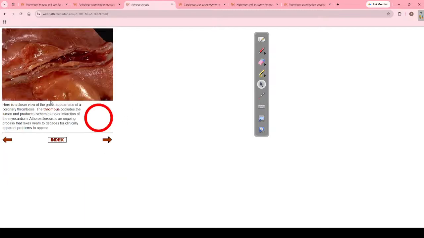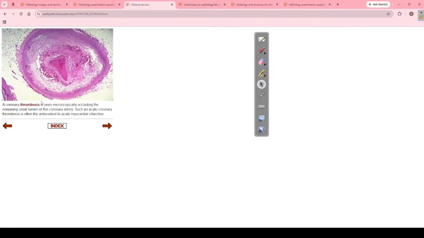Then we have the gross appearance of coronary thrombus. The thrombus over here occludes the lumen and produces ischemia and infarction of the myocardium. Atherosclerosis is an ongoing process. It takes years for clinical problems to appear. Then we have thrombosis also, which we have seen previously. This is a thrombus which is occurring in a small vessel.